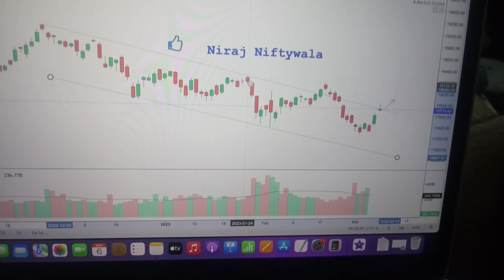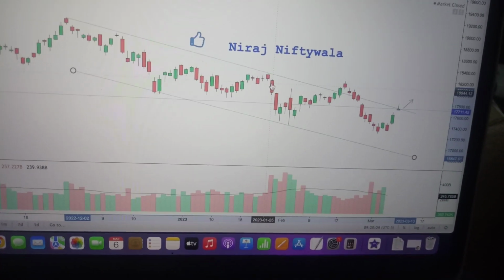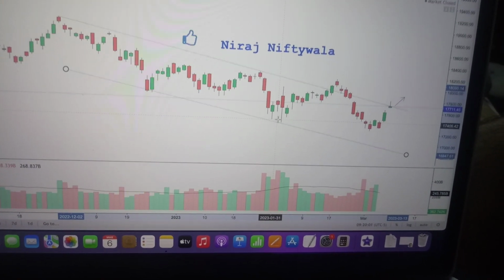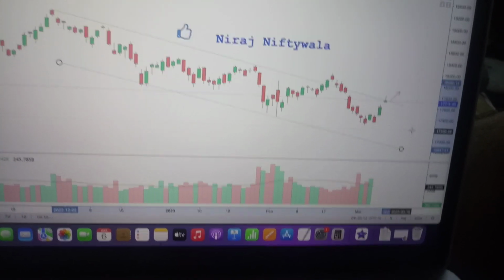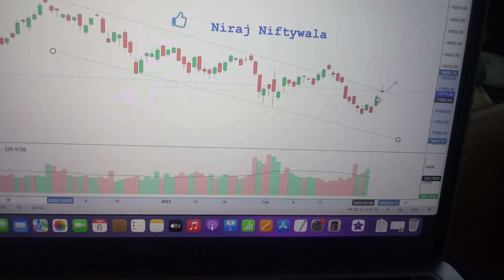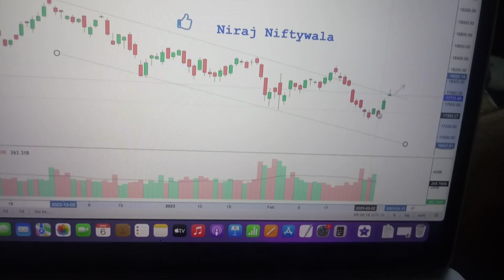And the basic of candlesticks is what you need to understand: these big red candles that you see are bearish candles, and these big green candles that you see are called bullish candles, which means there was buying on that day and it closed above the previous day's close.